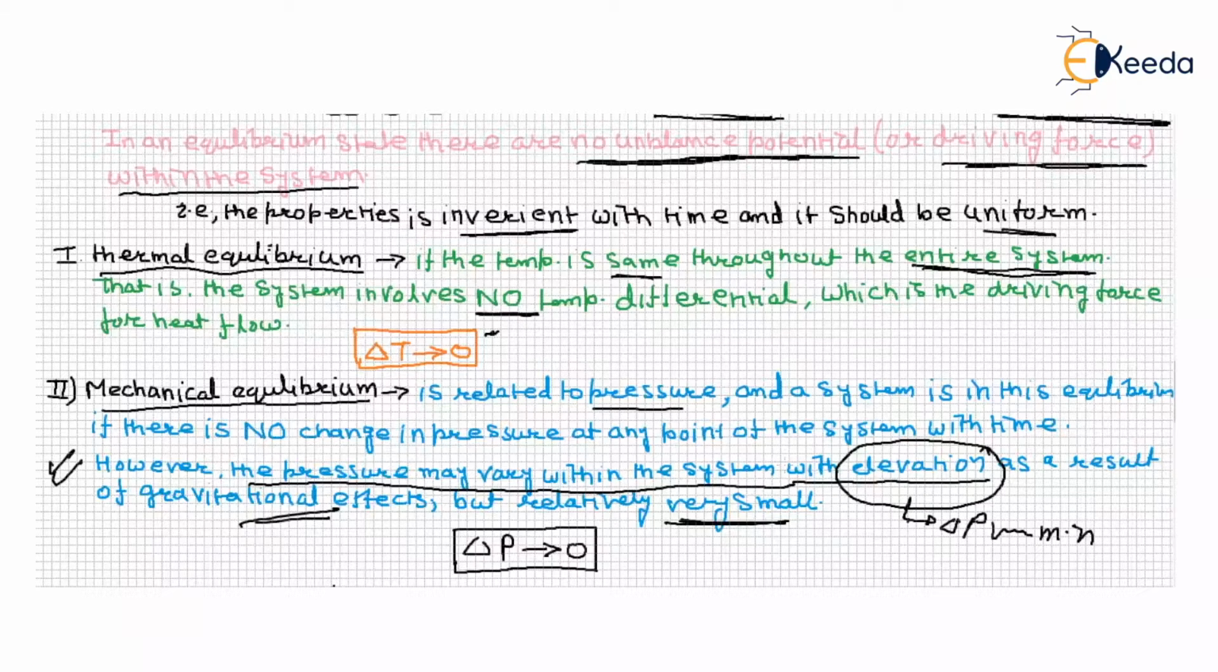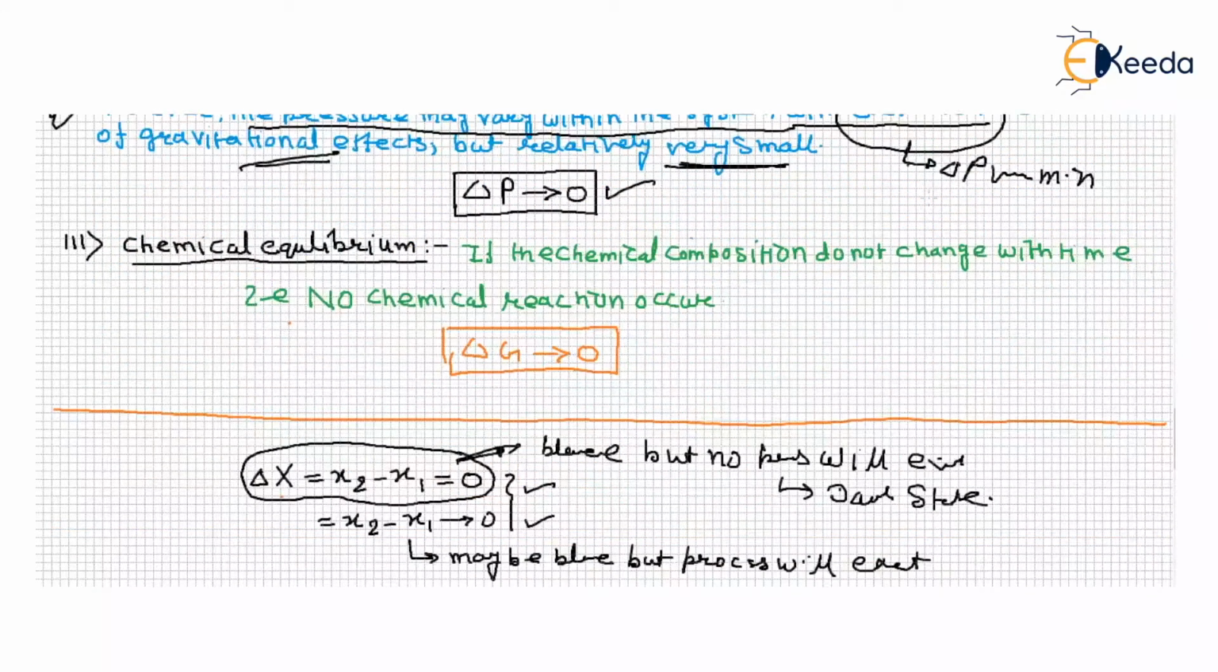But the pressure change developed due to elevation is very minimum, so we can neglect it. In the case of mechanical equilibrium, delta P tends to 0. In chemical equilibrium, the chemical composition does not change with time. That means no chemical reaction within the system takes place, that means delta G, the Gibbs function, tends to 0. Right? So this is your thermodynamic equilibrium.